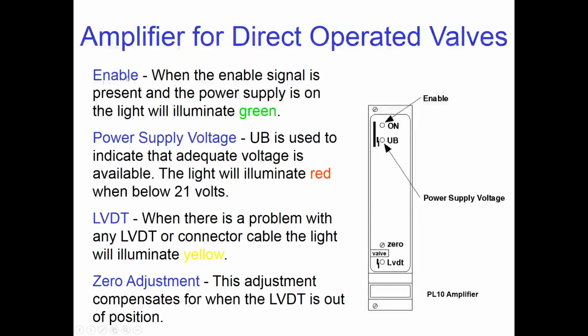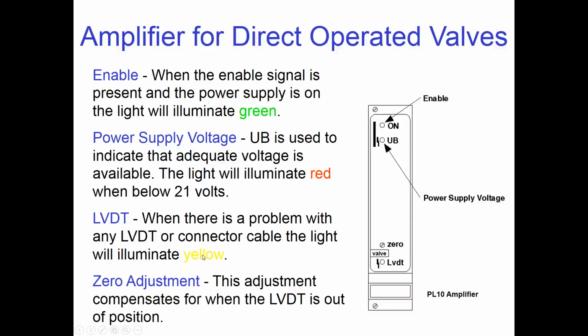The amplifier. Once we receive our enable signal, the enable light is going to illuminate green. We're also going to be measuring the power supply voltage. And if our pilot supply voltage is too low for a Bosch valve, that would be 21 volts, because it should be 24. If it drops as low as 21 volts, then we're going to illuminate red on this power supply here, the UB is labeled. The U, of course, stands for the electrical voltage, and I'm not sure what the B stands for. Maybe one of you can tell me.